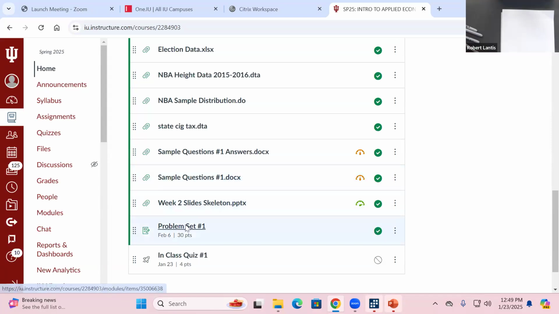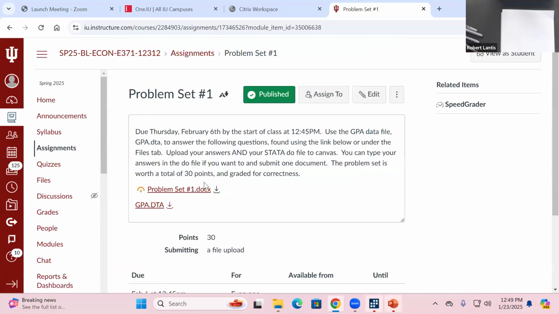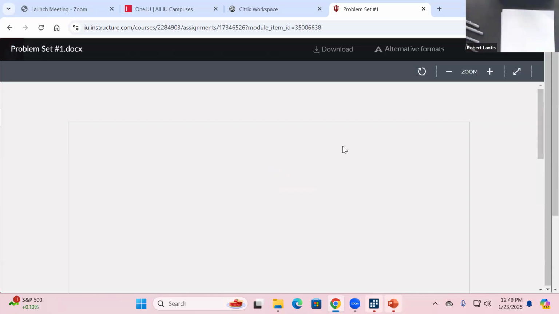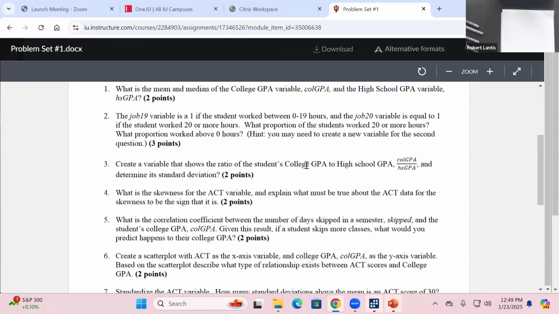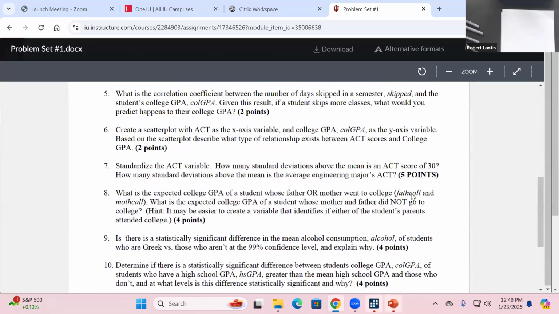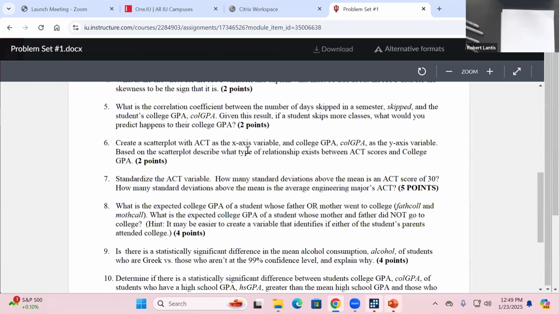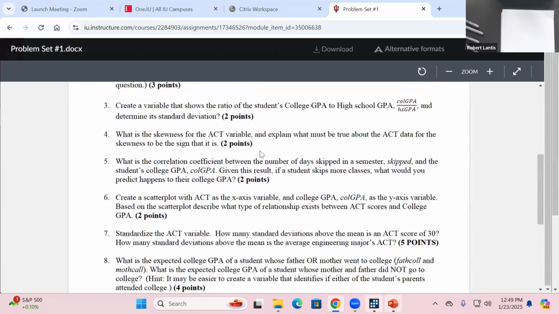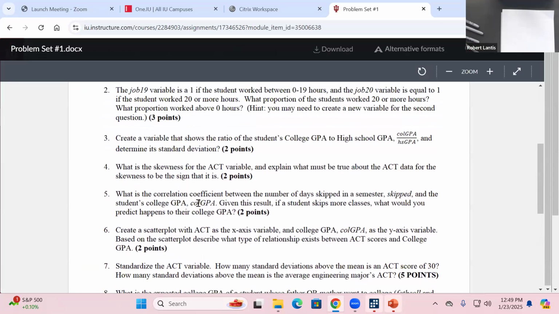You'll also see that first problem set. So typically what I'll do is I'll attach that Word document. This is kind of the actual assignment. There's 10 questions, and it tells you how many points are given to each question. I'll try to call variable names. I'll say what it is, but then I usually put in italics what the actual variable name is in the data set.